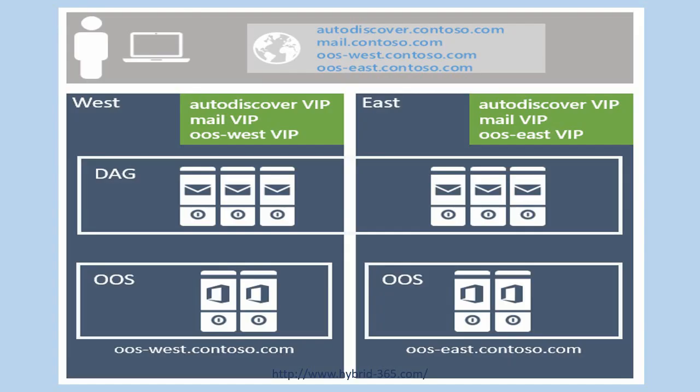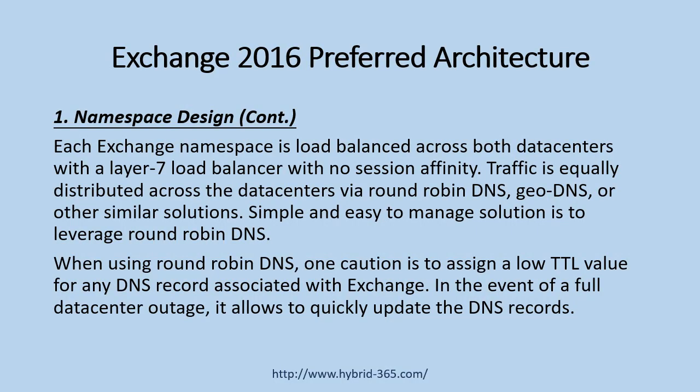As shown in this diagram, we are using the same namespace for both sites, named West and East. Irrespective of the location, the users and mailboxes will use the same namespace to access the client access services. For example, autodiscover.condiso.com for autodiscover and mail.condiso.com for web clients. Each Exchange namespace is load balanced across both data centers with a Layer 7 load balancer with no session affinity.